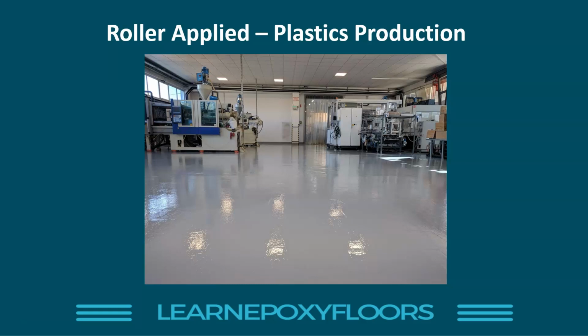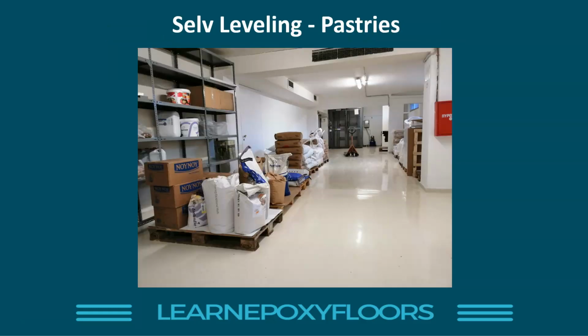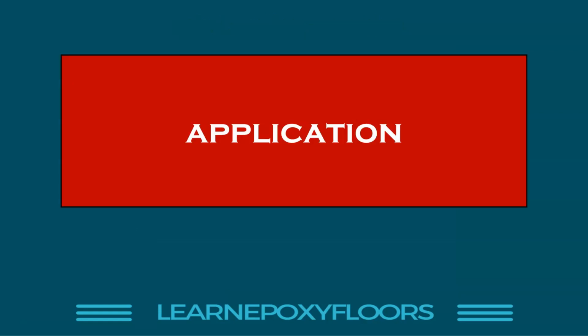This one is roller applied, and again, if you're not sure about it, have a look where the lights hit the floor. You can see this is a textured floor. It's not like a self-leveling floor. It's textured. And finally, the last one is a self-leveling floor. It's a pastry factory, so they make pastries here, and especially in food production, you'll find that self-leveling is preferred for various reasons that I will explain later. But yeah, this is self-leveling.